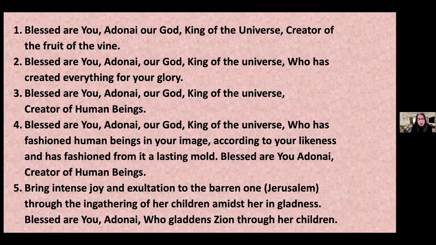Bring intense joy and exaltation to the barren one through the ingathering of her children amidst her in gladness. This is really referring to, it says here, Jerusalem, but also Rachel, who was barren for a long time and who wept over the fact that her children first were not born and then that they went through so many tragedies. Okay, next slide, please.